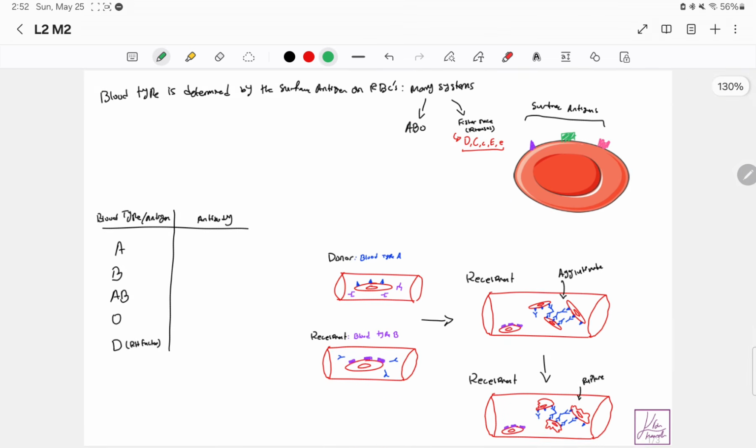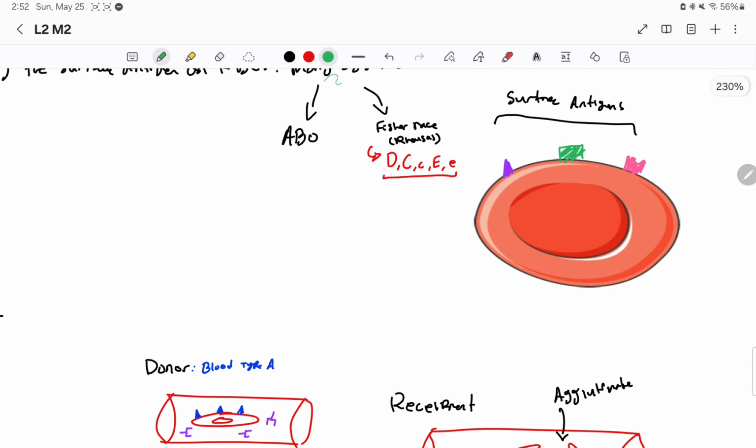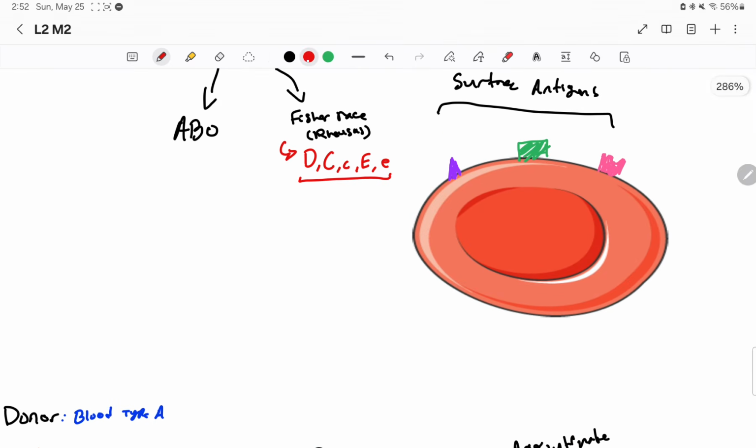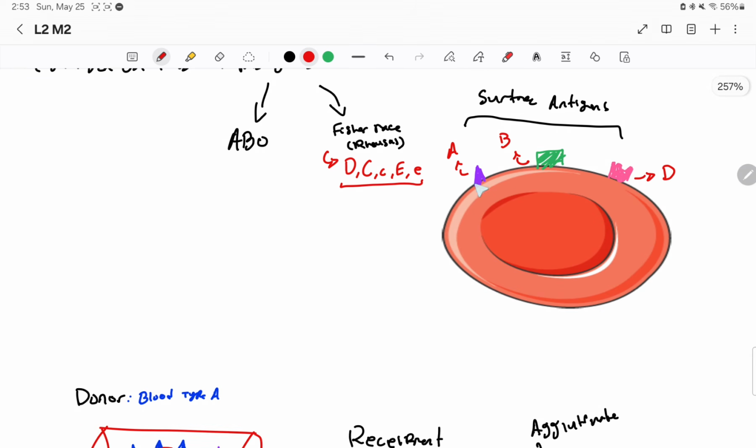Now, let's give an example. Let's say this red blood cell here has this surface antigen on it, which is A, and it has this surface antigen, which is B, and it has this one that is big D. What would the blood type of this guy be? Well, he has A and he has B, so we know that he's definitely an AB. What is this D? Is it just going to be ABD? No. The D represents whether or not you are going to be a plus or a minus.